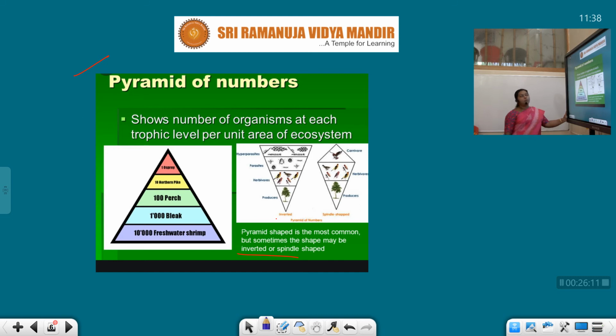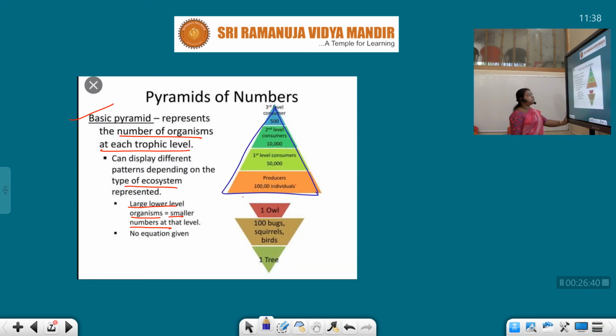And let us see the pyramid of numbers. It shows the number of organisms at each trophic level per unit area of ecosystem. See, students, the pyramid of numbers is giving the number of organisms at each trophic level per unit area of ecosystem. So this is the pyramid, right? It is giving the number of organisms at each trophic level in the ecosystem. Pyramid of numbers. The basic pyramid represents the number of organisms at each trophic level.